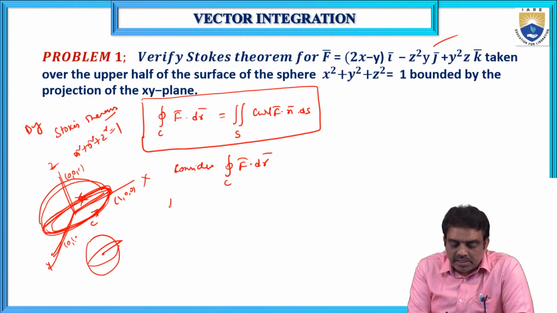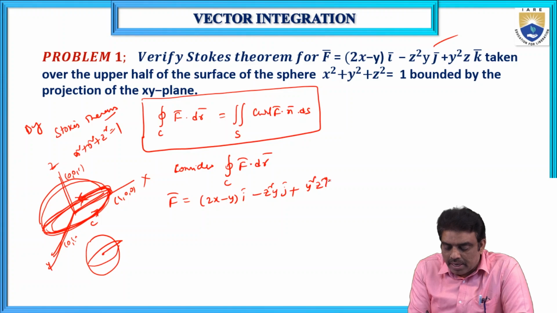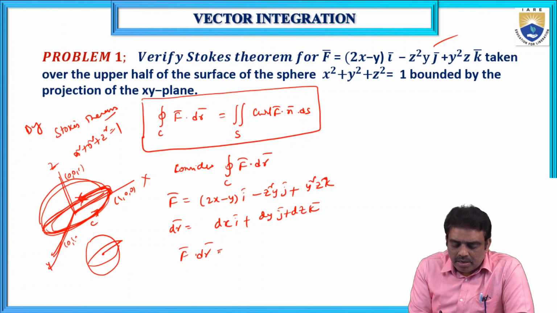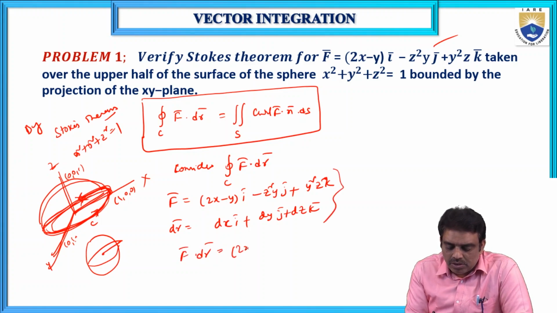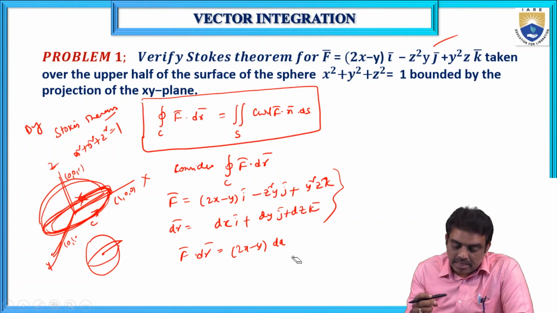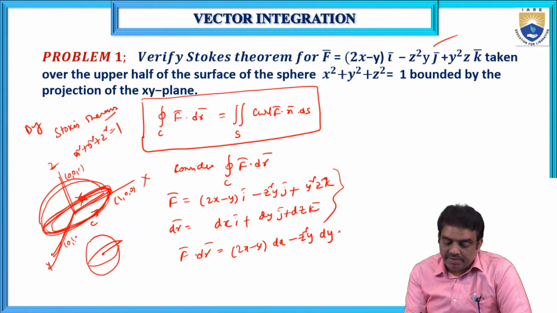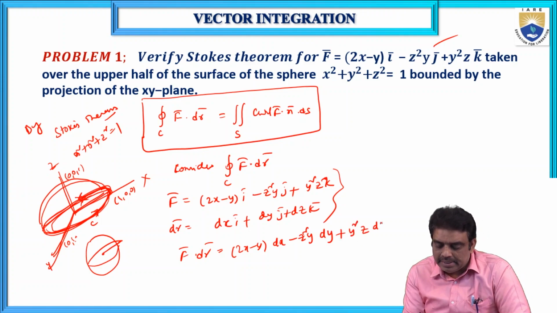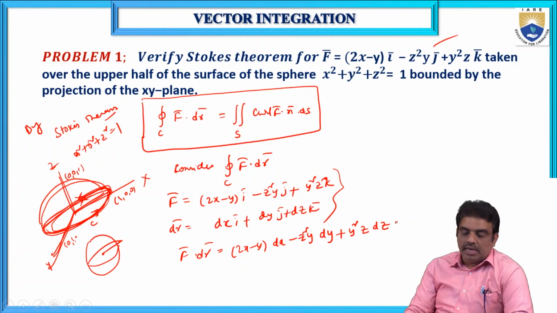So f bar is given as (2x minus y) i bar minus z square y j bar plus y square z k bar. This is f bar. And what is dr bar? dr bar is dx i bar plus dy j bar plus dz k bar. Then f bar dot dr bar, the dot product of the two vectors, is (2x minus y) dx minus z square y dy plus y square z dz. This is f bar dot dr bar.